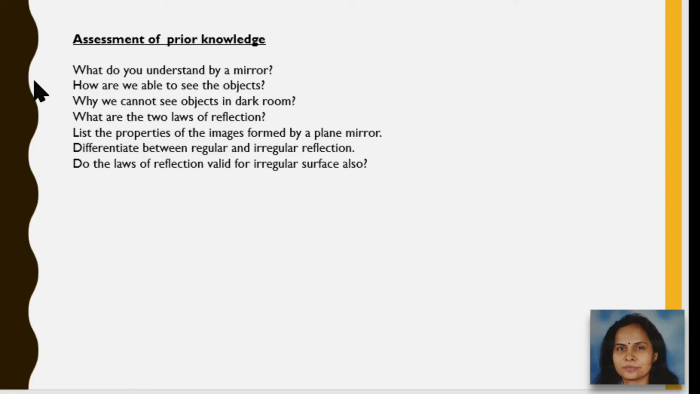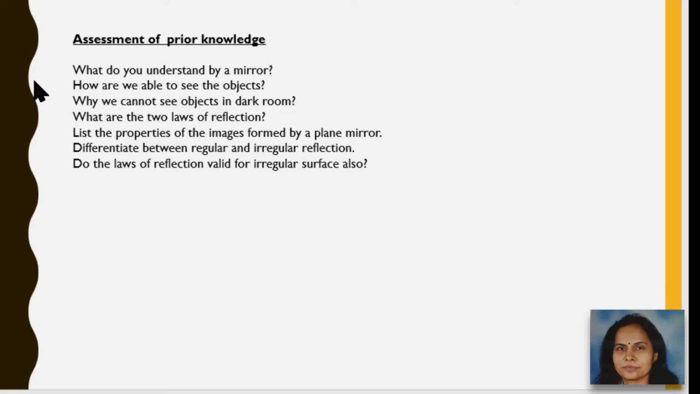So mirror is a highly polished, shiny surface on which most of the incident rays which fall on it will be reflected back into the same medium. This is the definition of the mirror. Next one is how we are able to see the objects. We are able to see the objects because when the light falls on the object, the objects they will reflect the light and that reflected light will be entering into our eyes and we are able to see the objects.